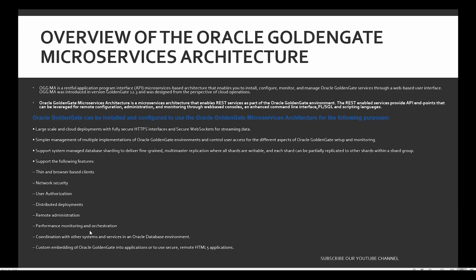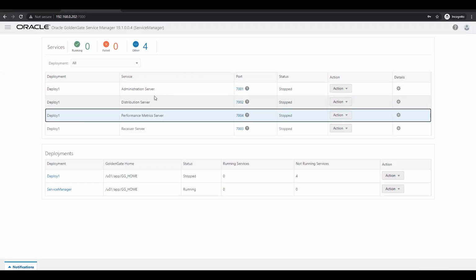Again, we have performance monitoring and orchestration and coordination with other systems and services in an Oracle database environment. If you look at this diagram again, we have various services, and they will be communicating with each other about the status and process state.